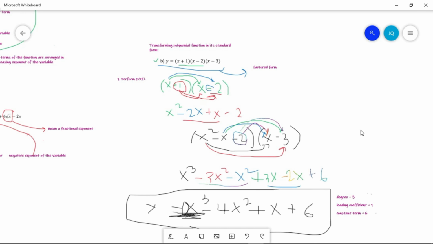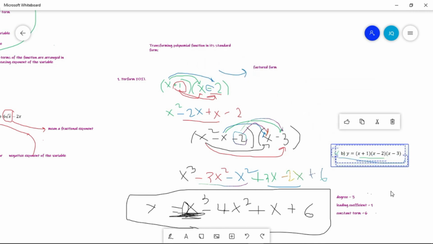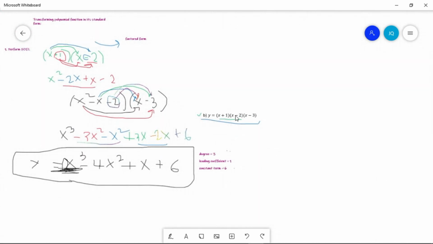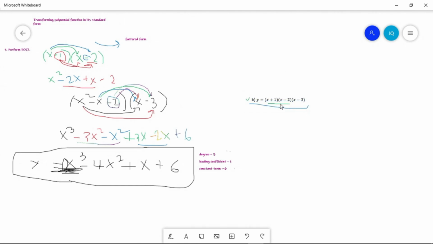Okay, but if you have difficulty doing FOIL, we can actually identify the degree by just, for example, getting this example again. So how are we going to get the degree without doing FOIL? In getting the degree, we will just count how many x's there are that you're going to multiply. So there are 1, 2, 3. So it means our degree is equals to 3 because there are 3 x's.